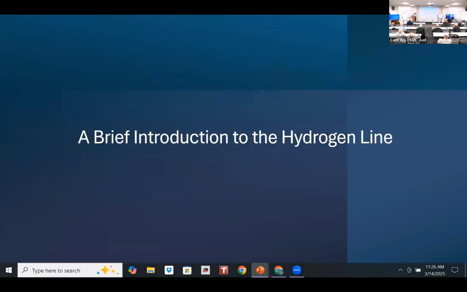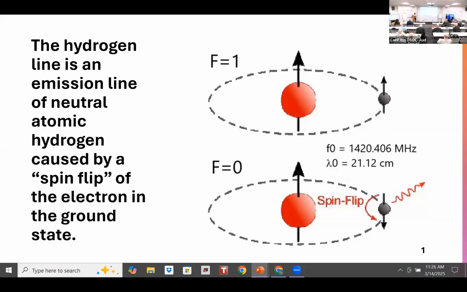Okay. So I'm going to go through a brief introduction here. The hydrogen line is an emission line of neutral atomic hydrogen. It's caused by the ground state electron flipping spin states. It goes from a slightly higher energy when it's aligned with the nucleus spin state, to slightly lower energy when it's opposite. This transition is such a low energy difference that the emission wavelength is 21 centimeters. So it's in the radio frequency range.